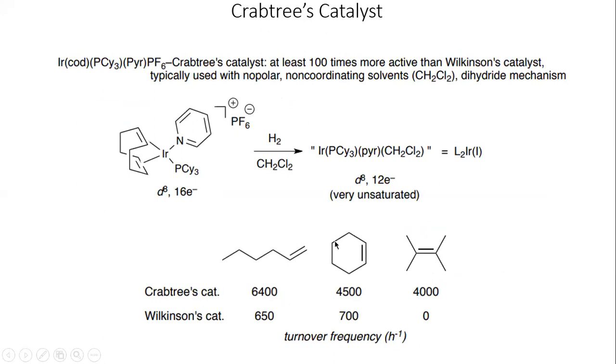Take a cyclic alkene like cyclohexene, all right, it's about 4,500 turnovers per hour compared to 700 turnovers per hour for the Wilkinson's catalyst. And then even with the tetrasubstituted alkene, right? Remember, Wilkinson's catalyst does not work on tetrasubstituted or trisubstituted alkenes, right? But the Crabtree catalyst can actually hydrogenate a tetrasubstituted alkene and give you about 4,000 turnovers per hour, which is great.